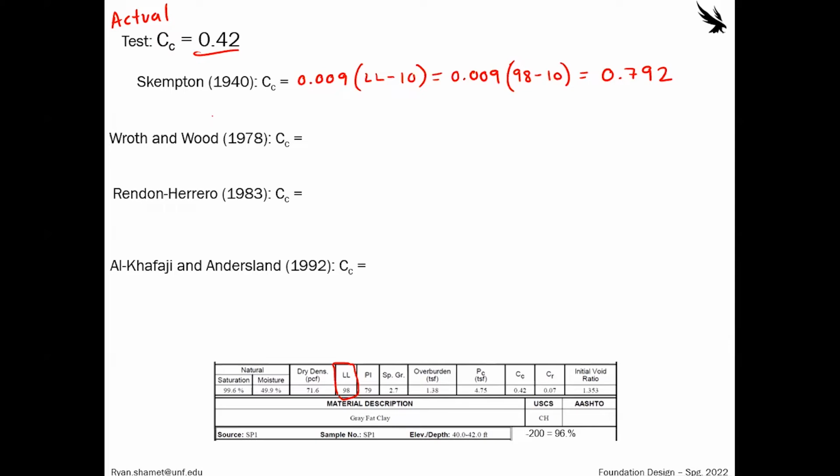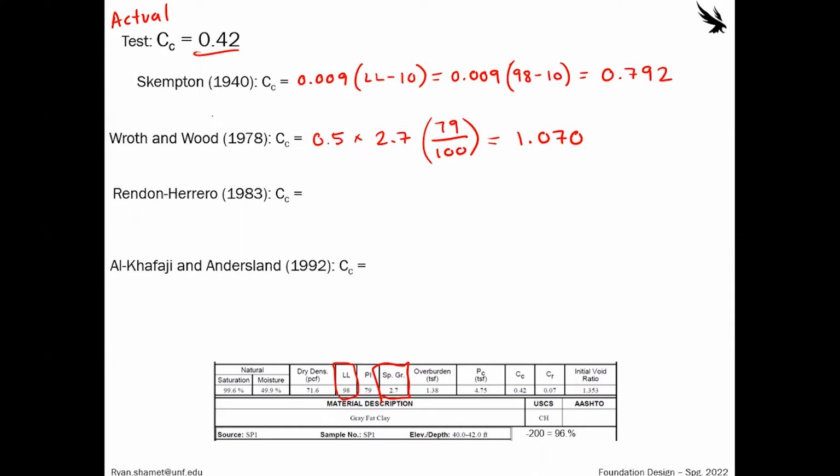Some of the other ones, the Rothenwood one from 1978, this one is 0.5 times the specific gravity, so 2.7, which is determined here, divided by the PI, which is the plasticity index, which is 79 divided by 100 because it's in percentage form. We see for this one, we get a CC value of 1.070. So compared to the actual data of 0.42. So you can kind of see the trend here.